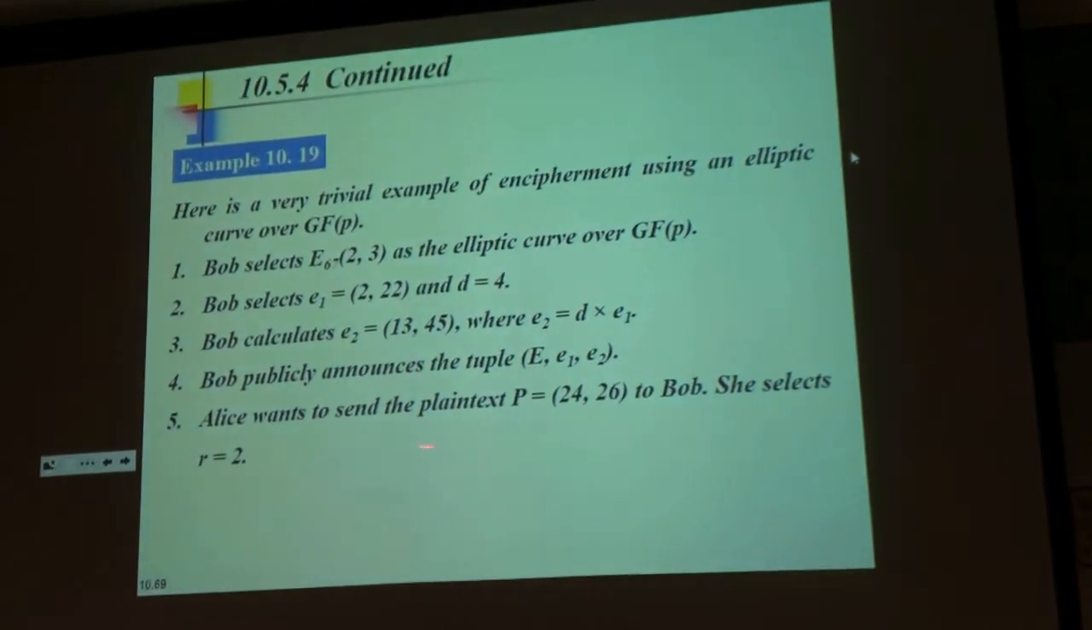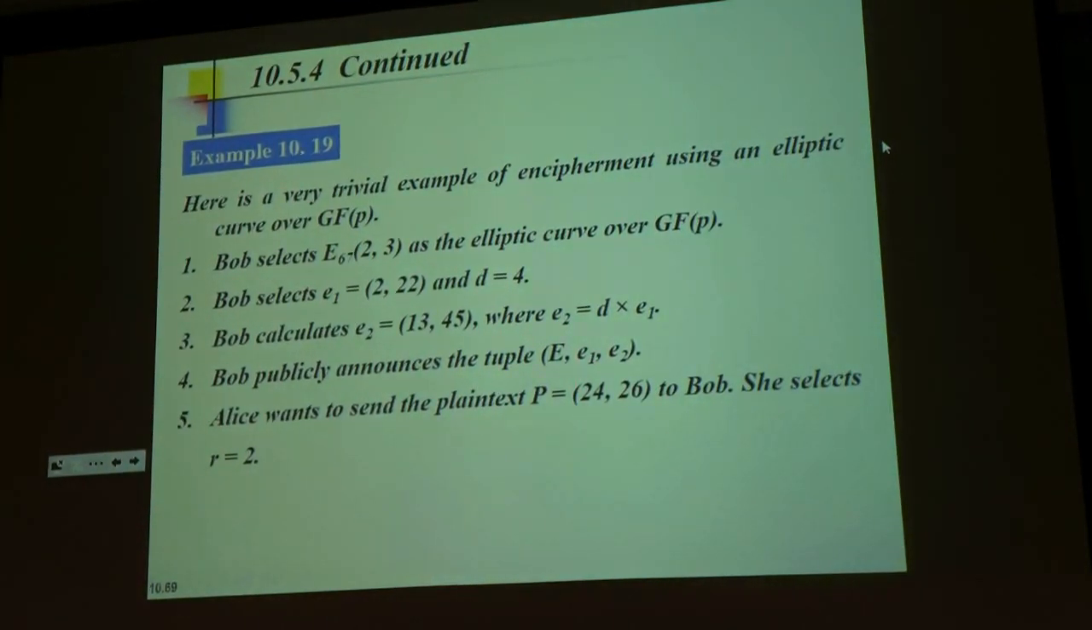Alice wants to send a plaintext to Bob. This is a plaintext, which is still a point on the curve. She selects r equals 2. That's the rest.